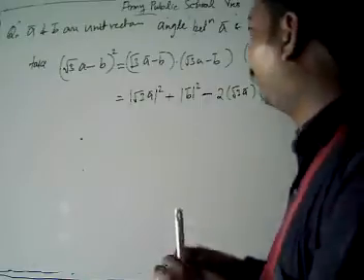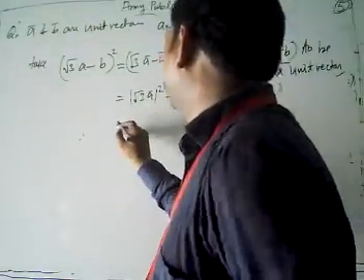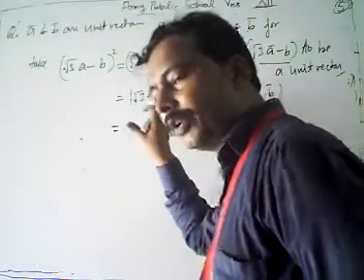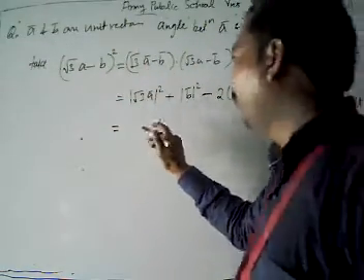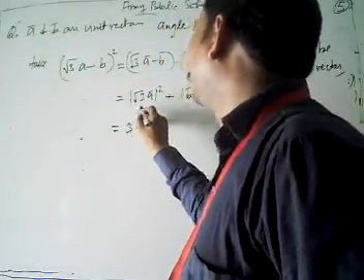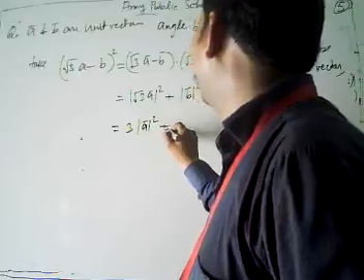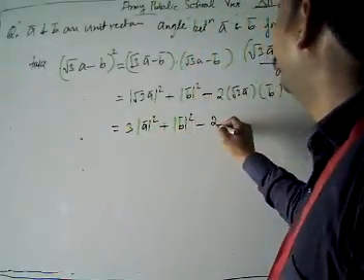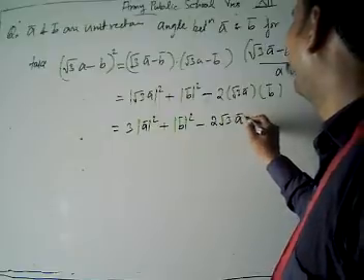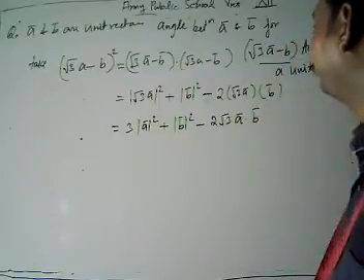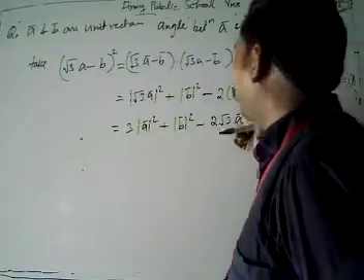Now we can also write that when we take the mod of kA, it's the modulus of k times A. Then what we have here: √3 squared gives 3 into |A|² plus |B|² minus 2√3 times the vector A·B. This is our A·B.